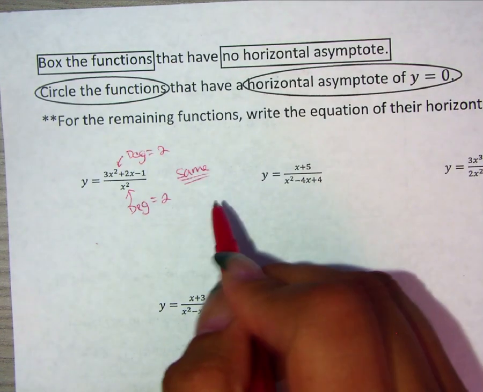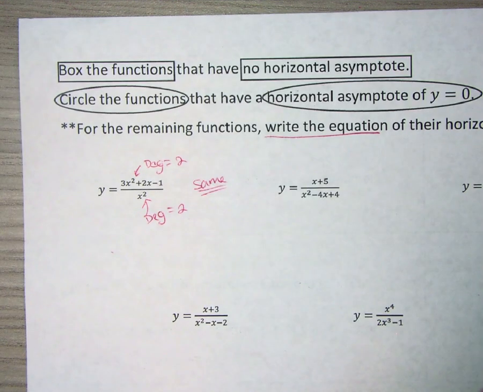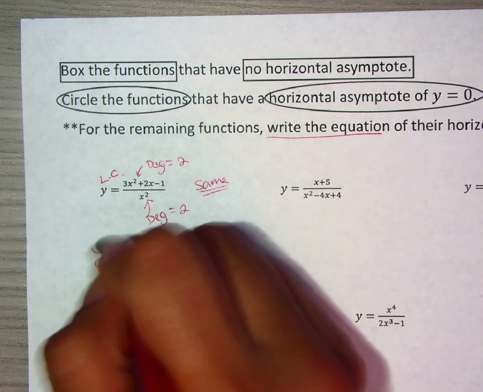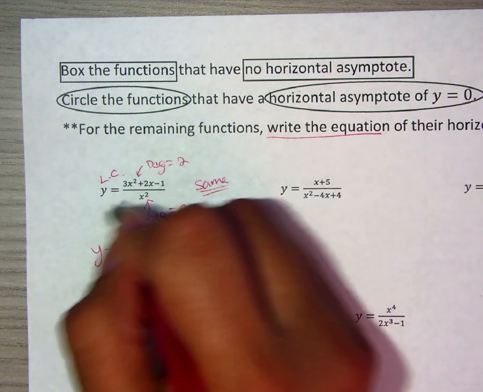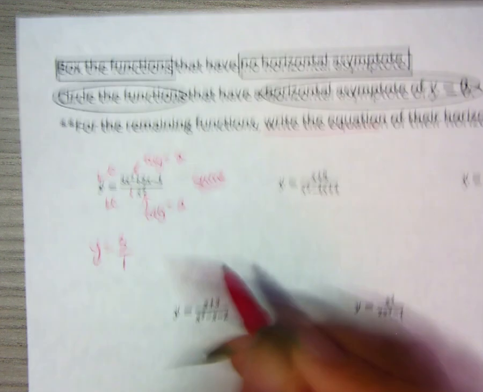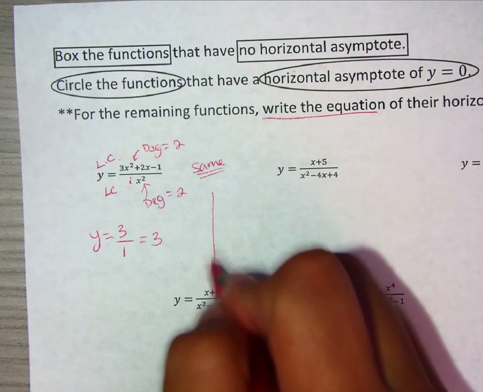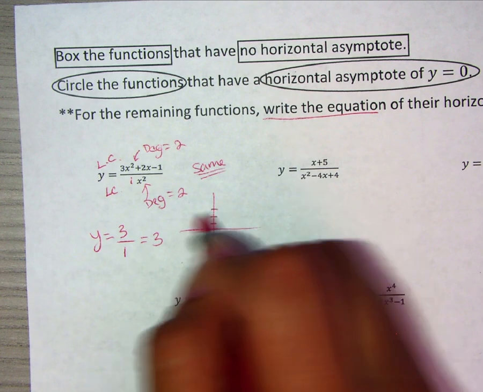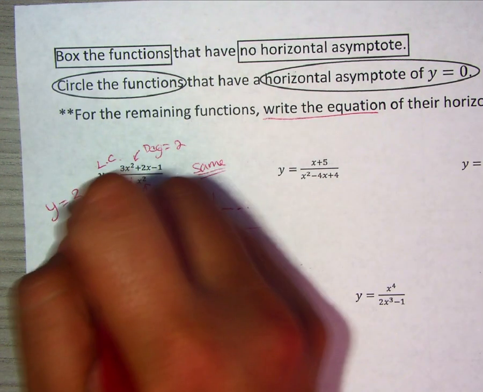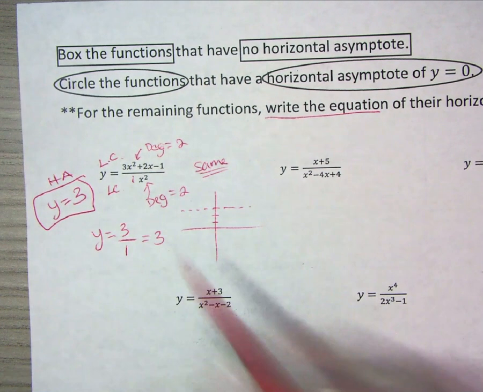So in that case is when we had to write the equation using the leading coefficients. So the leading coefficient of the numerator is 3 over the leading coefficient of the denominator, which is 1. That's 3 over 1, which results in 3. So this means that if we were to graph it, when y equals 3, you'll have that asymptote. So y equals 3 is the horizontal asymptote for this example.